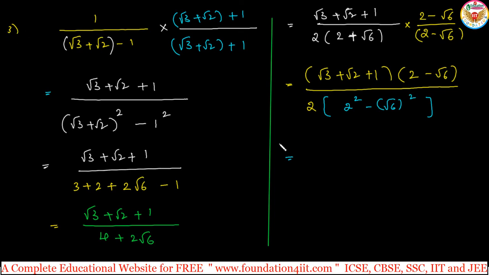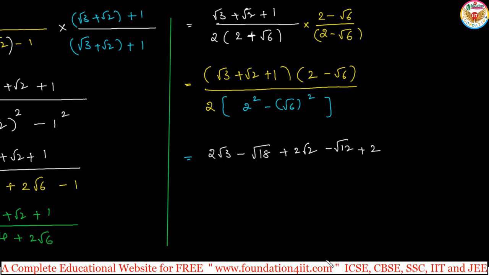So if you do that step, you get 2 root 3, because root 3 into 2 is 2 root 3. Minus root 3 into root 6 is root 18. Now plus 2 root 2, with root 2 into this. Again root 2 into minus root 6 is minus root 12. Again with the 1, 1 into minus root 6 is minus root 6. That, divided by, here 2 in the bracket, 2 square is 4, minus root 6 square is 6. Next, 4 minus 6 is minus 2. Minus 2 into 2 is minus 4 will come.